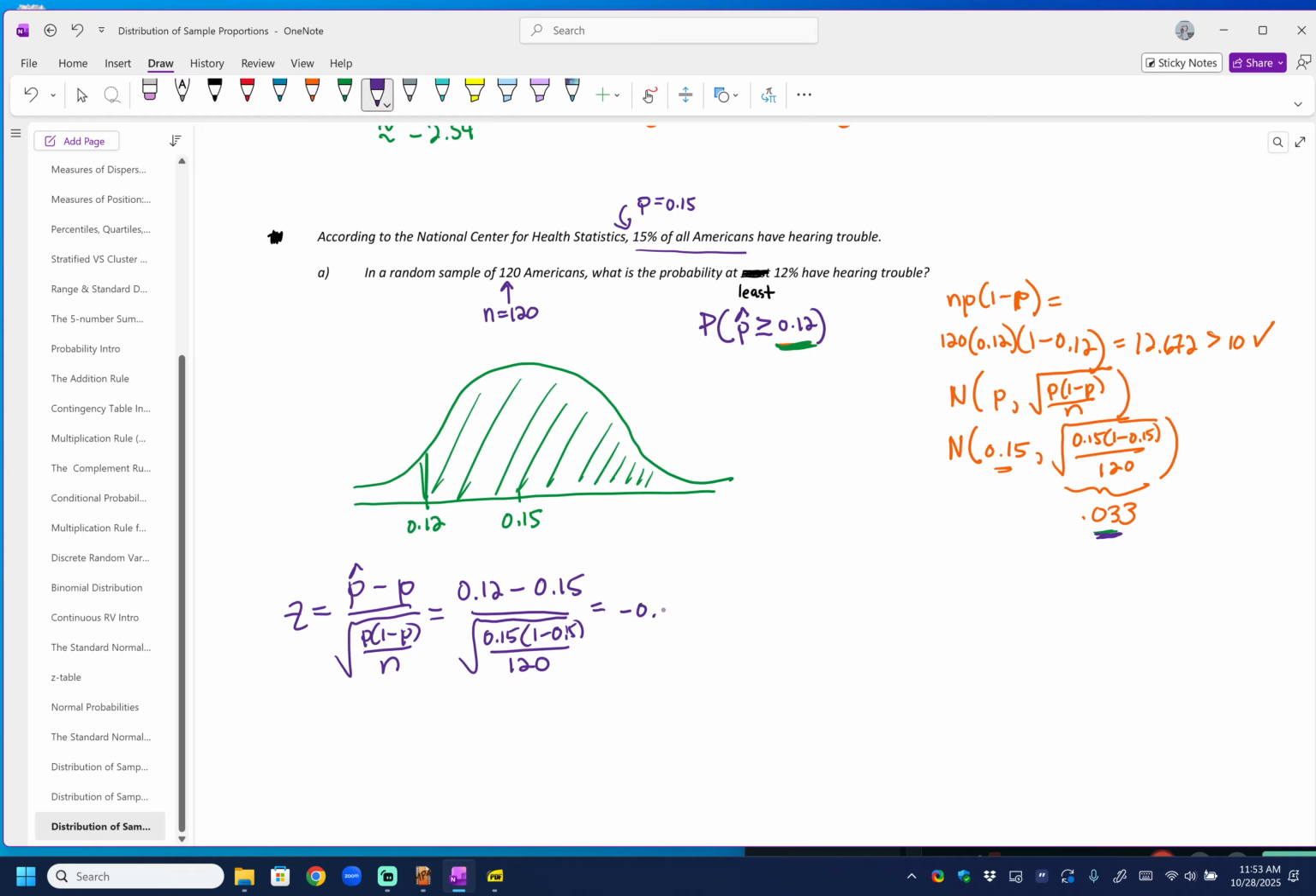So basically our p hat curve, we're converting into a z curve where we get 0 in the middle here. So this is equivalent to the probability that z is greater than or equal to, doesn't matter if we write one or the other, negative 0.92. If we look up negative 0.92 in the table, it is going to give us the area below it. That'll end up being 0.1787. Therefore, we need to subtract from 1 because we're looking for the area above it. This will give us 0.8213.